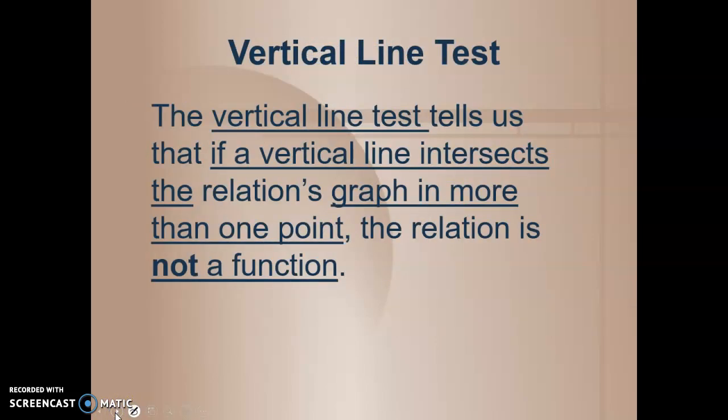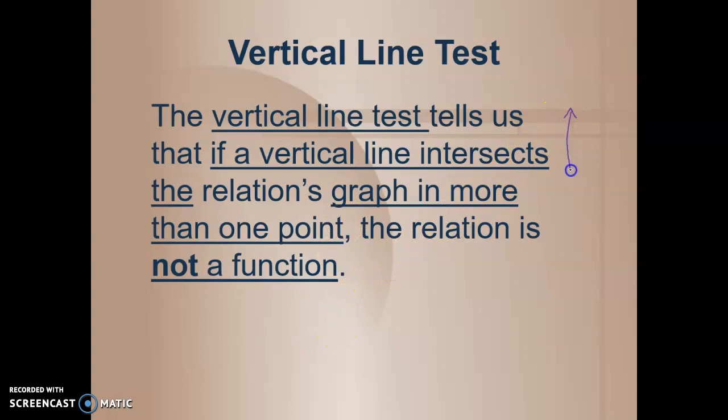The vertical line test is another way to tell if a relation is a function. Previously, we said that no x values could be repeated. Well, what if it's already graphed and we don't see our x values? The vertical line test is a way to determine if a graph is a function. It tells us that if a vertical line intersects the relation's graph in more than one point, it means there was more than one x repeated, and so the relation is not a function.